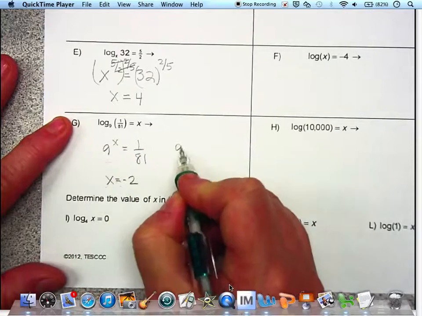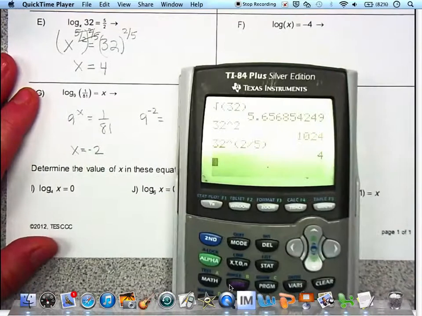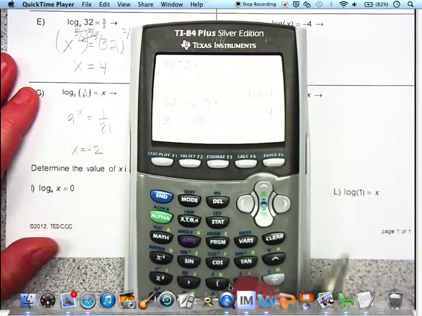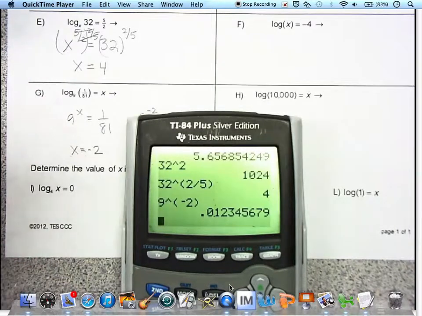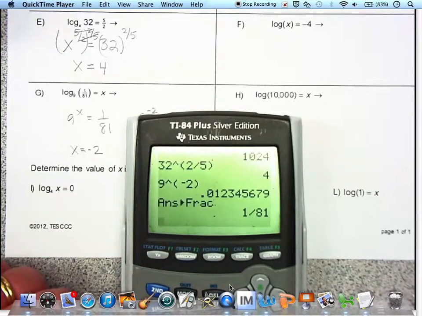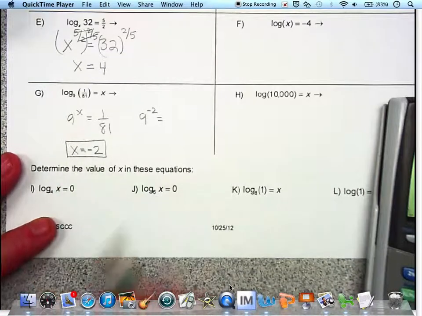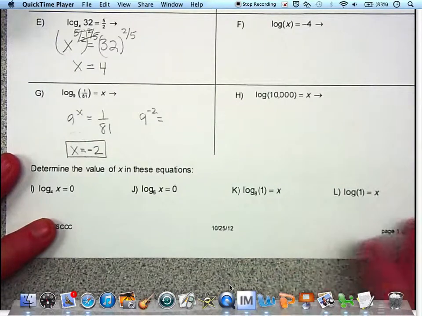Now, in your calculator, do 9 to the -2 and see what you get. If you do math, enter, change it to a fraction, it's 1 over 81. So x equals -2. Okay, try all the others, and then there's some on the back too.